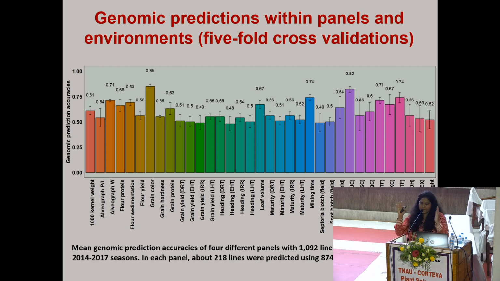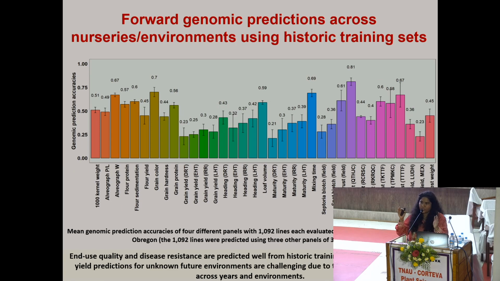And this is a picture of what happens when you predict lines within the same nursery. And in this picture, I'm going to show what happens when you have a training set from past historic training sets and you want to predict something for the future. And in this figure, again, can somebody shout out, what traits do you think the prediction accuracies have gone down?